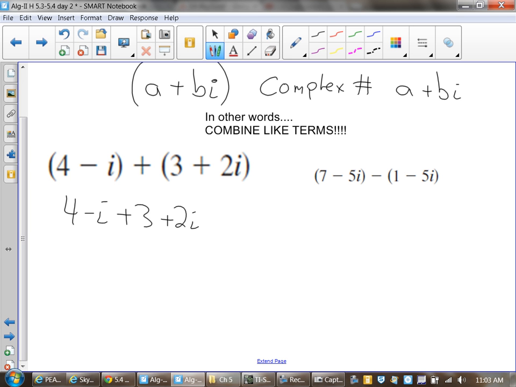What's 4 plus 3? What's negative 1i plus 2i? i. And notice how I put my integer first. It always goes 7 plus i. That's it. All you're doing is rewriting without the parentheses and combining like terms. Now, when it comes to subtraction, there's a little trick.